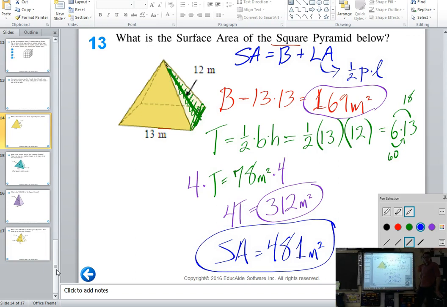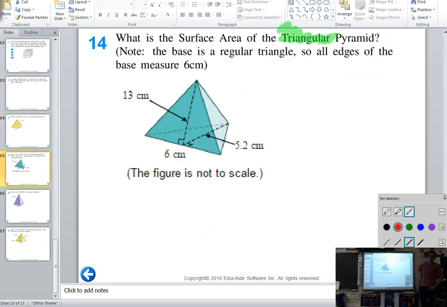Let me know if you have any questions remaining on that. You can use the formula method. If you're using the formula method, your perimeter here would just be 4 times the 13 since it's the perimeter of that base shape. So we're now faced with another surface area problem, number 14. But here we have a triangular pyramid, which is going to change things just a little bit.